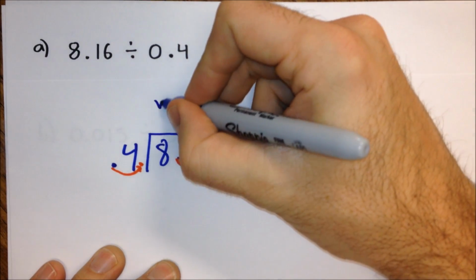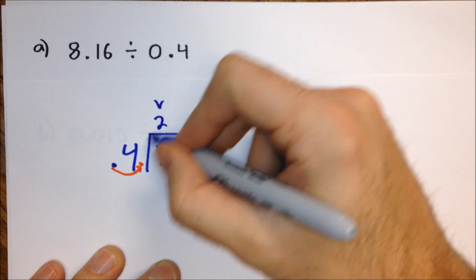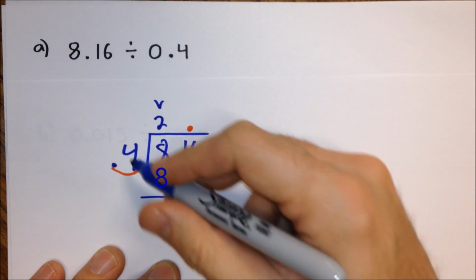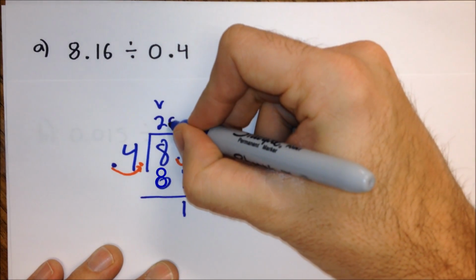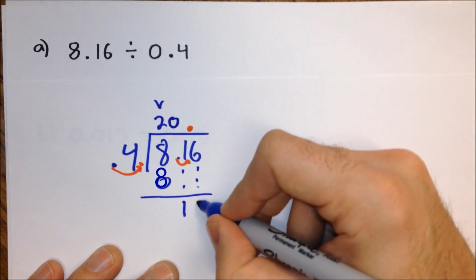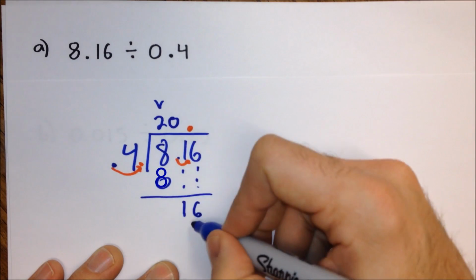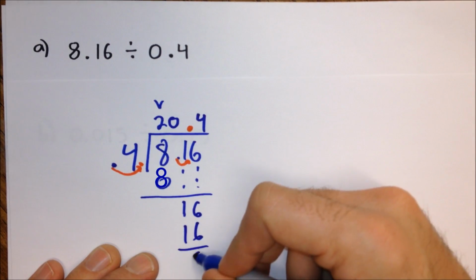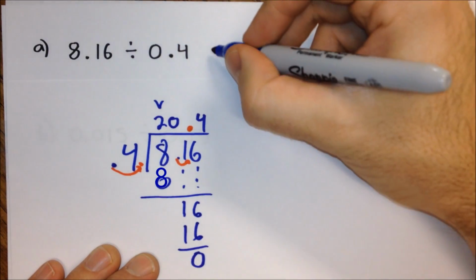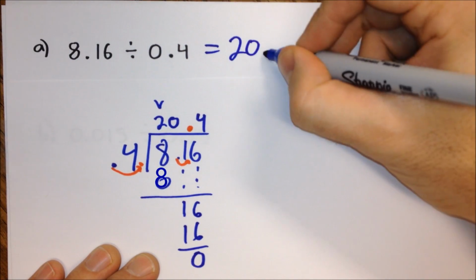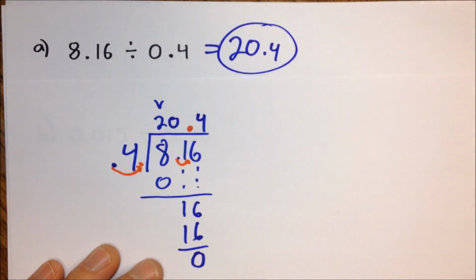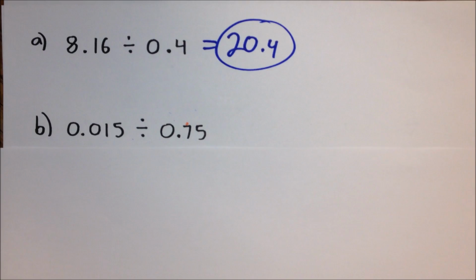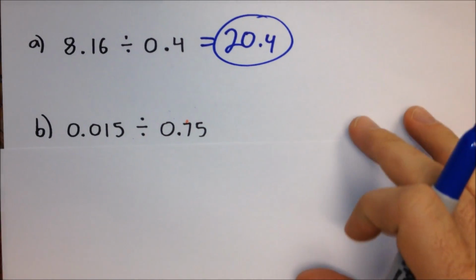Let's see, 4 goes into 8, it looks like 2 times. 2 times 4 is 8. I bring down a 1. 4 does not go into 1, so I'm going to put a 0 here, and I'm going to bring down my 6. 4 goes into 16 4 times, and 4 times 4 is 16, and now I have no remainder. So it looks like my answer is 20.4. That was fantastic. Let's try our next problem and see how it works.